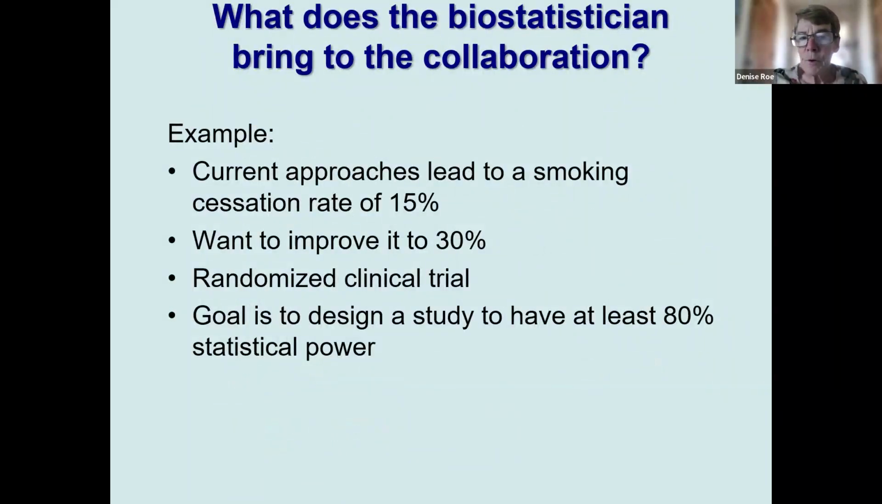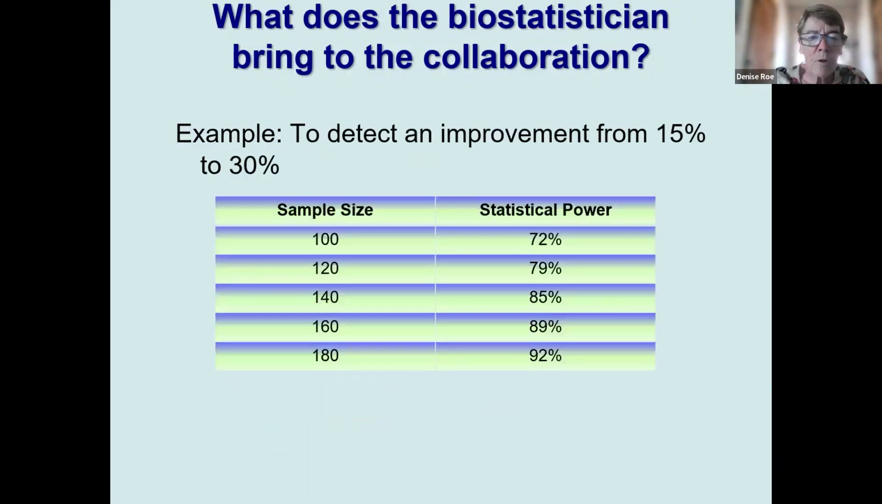So as an example, current approaches lead to a smoking cessation rate of 15%. We want to improve it to 30%. We want to do a randomized clinical trial of a new intervention technique versus just standard of care. And we wanted to have at least 80% statistical power. Okay. Well, you can see that if we only have a sample size of 100, we would have 72%. 120 would be 79%. We would need at least 140 subjects to have greater than 80% statistical power, and 180 subjects leads to greater than 90% statistical power.